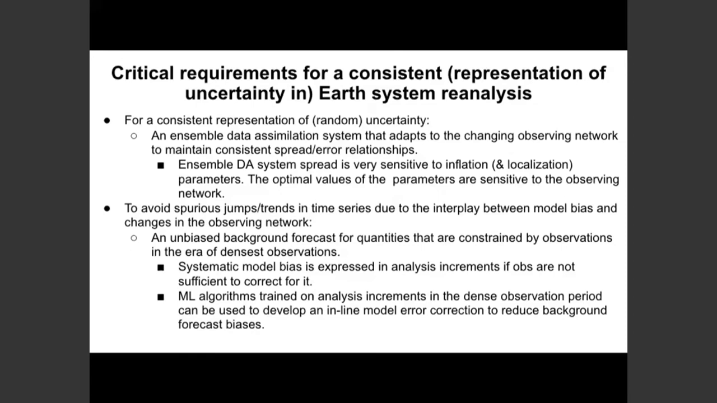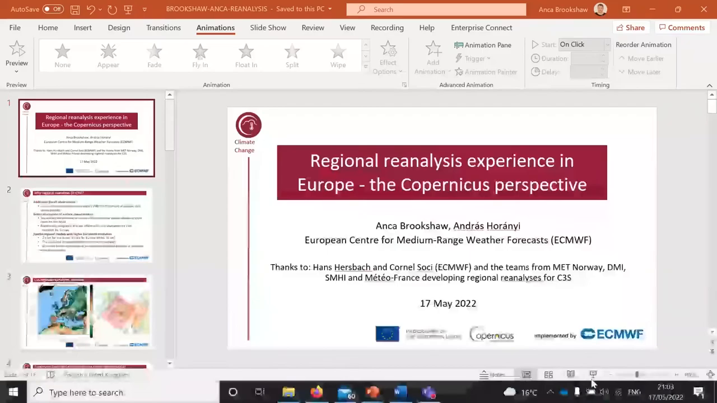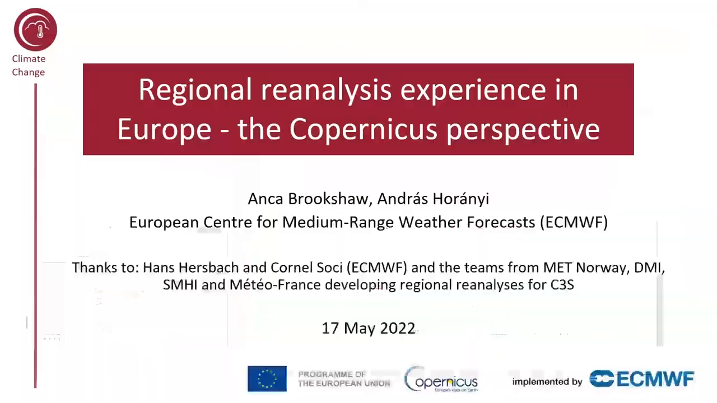Yeah, I think there are a lot of parameters in the data simulation system and in the model itself, when you have stochastic physics, that can contribute to errors in your uncertainty estimate. But I think probably the biggest one is inflation. That's what we found has the most sensitivity, at least to changes in the observing network. But localization too. When you have very dense observations, the optimal localization length scale is going to be much different than if you have very sparse observations. So that could result in some spurious trends in the uncertainty estimate as well.